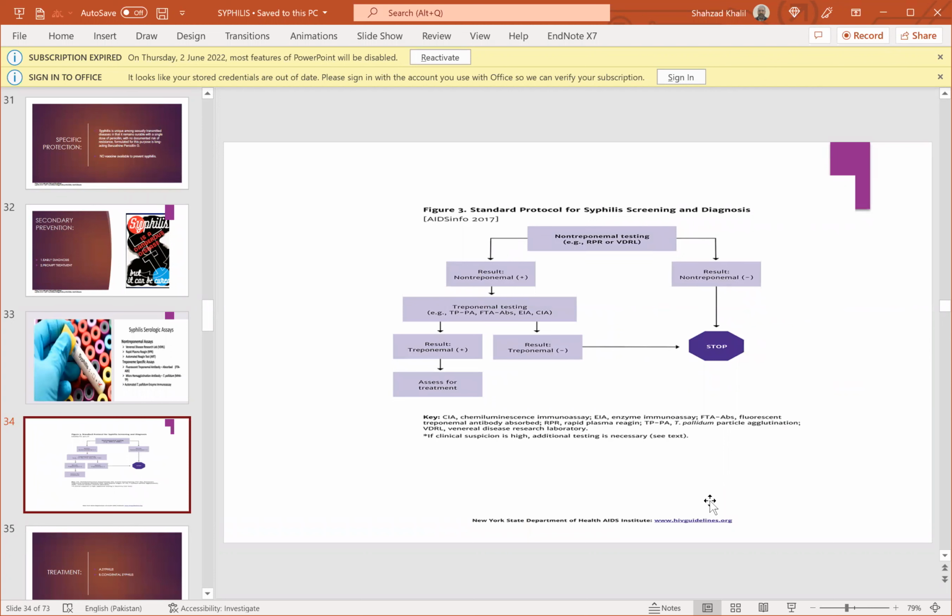Standard protocol for syphilis screening and diagnosis. First, in the screening, there is non-treponemal testing, which is VDRL or RPR. If the test is negative, then stop over here. But if this test comes positive, then we go towards the specific treponemal testing. If the test is negative, then stop. And if it comes positive, then assess for the treatment. So it is the confirmation and then the treatment will start.